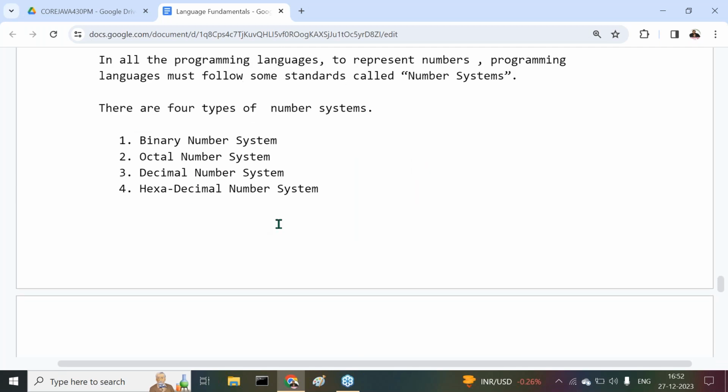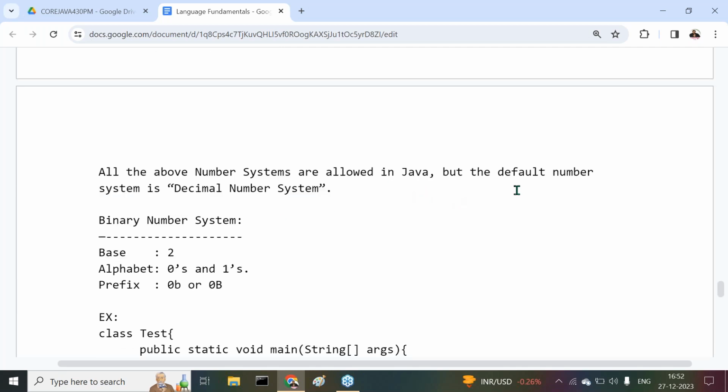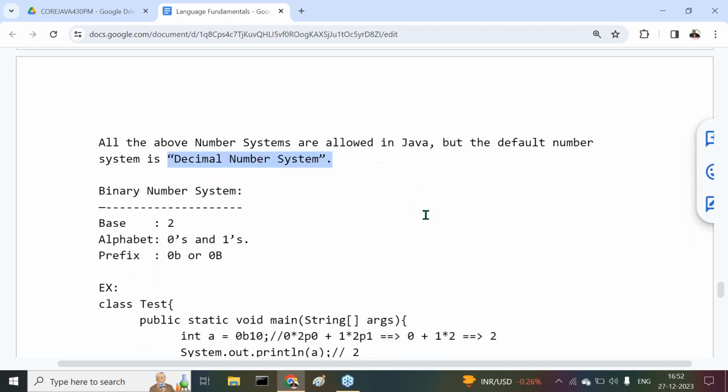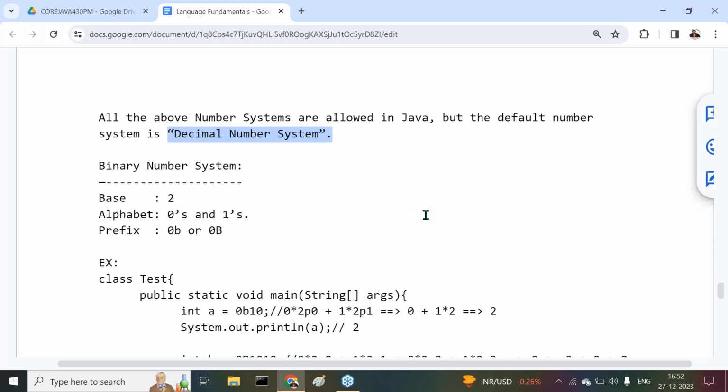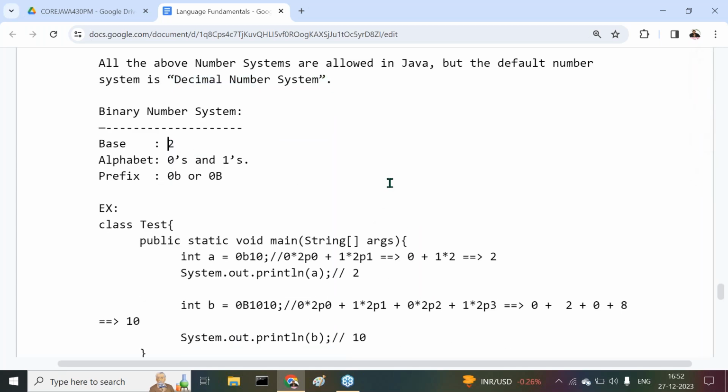All the number systems are allowed in Java, but the default number system is the decimal number system. So binary number system, how can we represent it in Java? Base value is 2, alphabet is zeros and ones, prefix value is either 0 small b or 0 capital B. Understand it? Either 0 small b or 0 capital B prefix value.